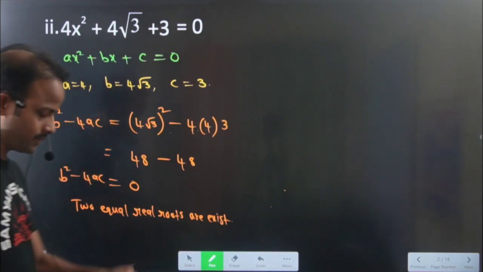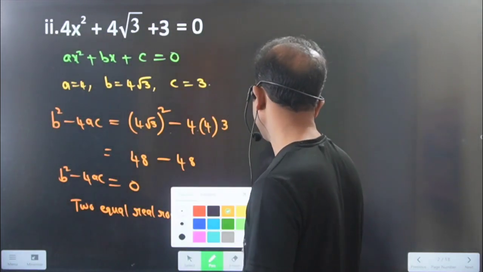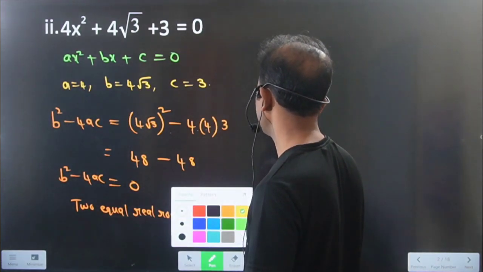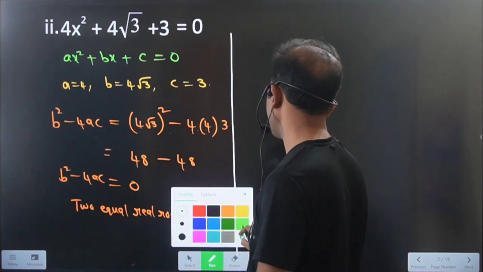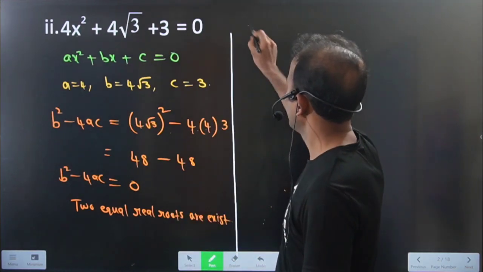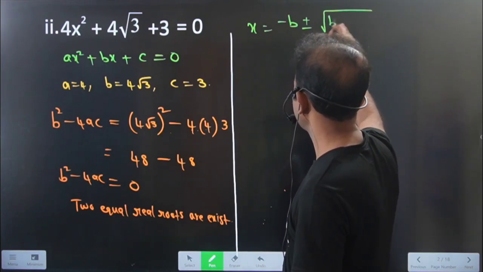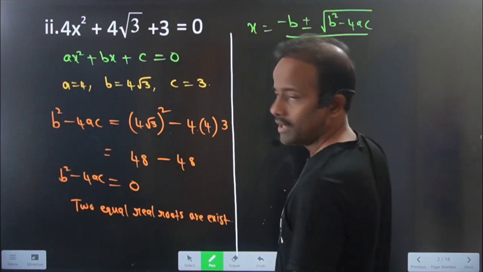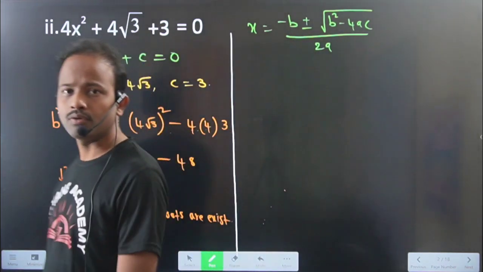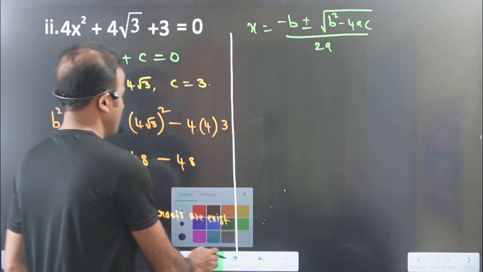Then how do you find the roots of this equation? By taking the formula, that is x equal to, what is the formula we have here? x equal to minus b plus or minus root over b square minus 4ac by 2a. Okay, use this formula and find out now.